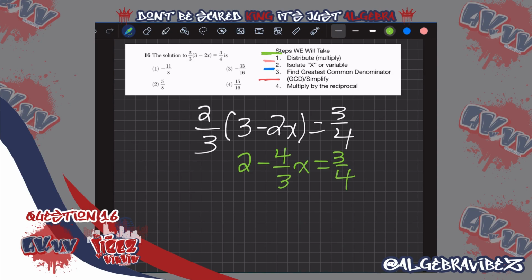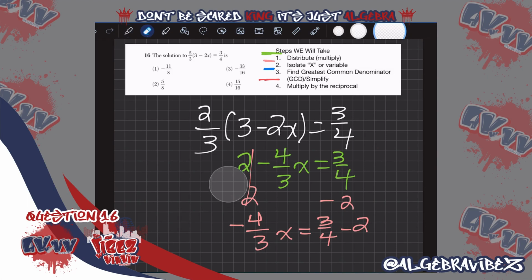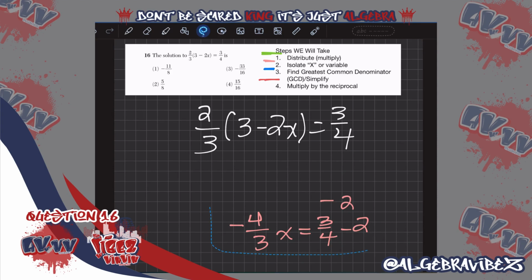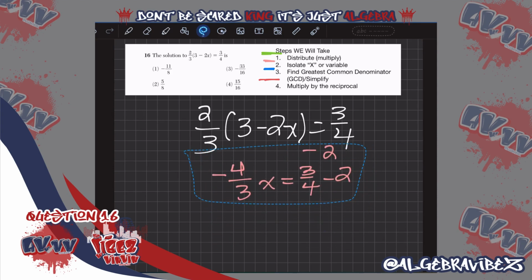Now we're going to move on to the next step, which is to isolate the variable x. So we're going to subtract 2 and get rid of it on this side. We're going to rewrite what we have left, which is negative 4 over 3x equals 3/4 minus 2. So we're just going to shift all this up. And then we'll get rid of that minus 2 as well.